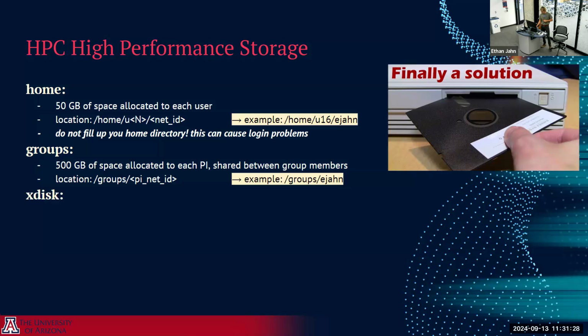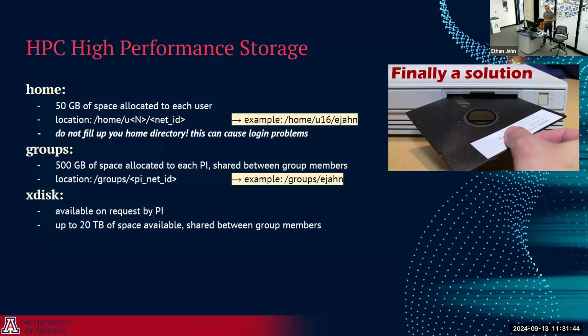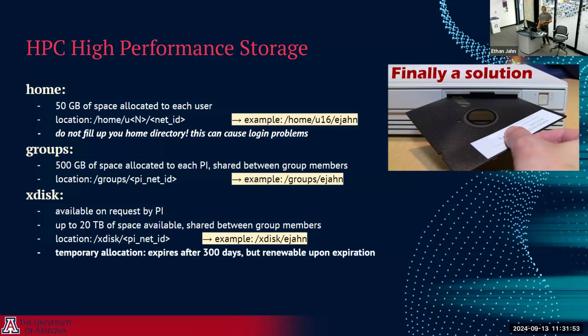Okay. And again, for xdisk, this is available on request by PI. The first two are available by default. xdisk is not available by default, but you can submit a request to create one and it should be available pretty much immediately. That 20 terabytes of space is available and shared between group members. The location would be /xdisk/ the PI NetID. And again, reminder that it is a temporary allocation. It expires after 300 days, but then it can be renewed.